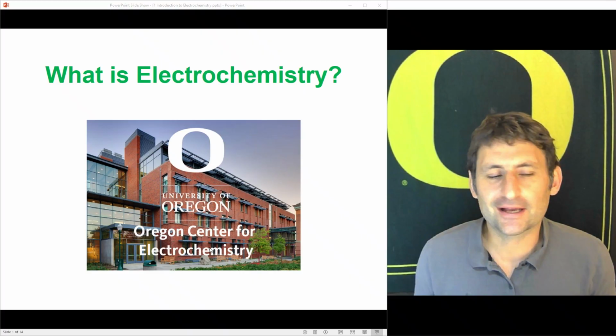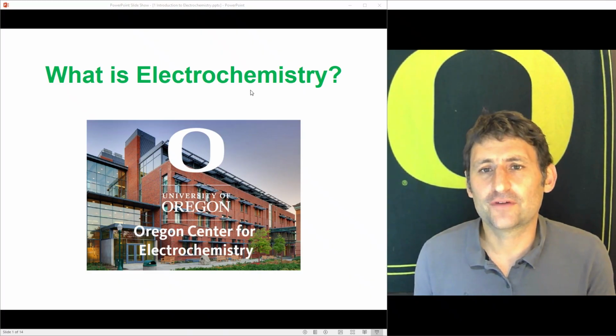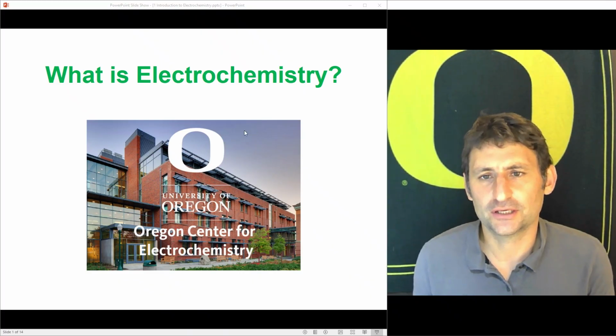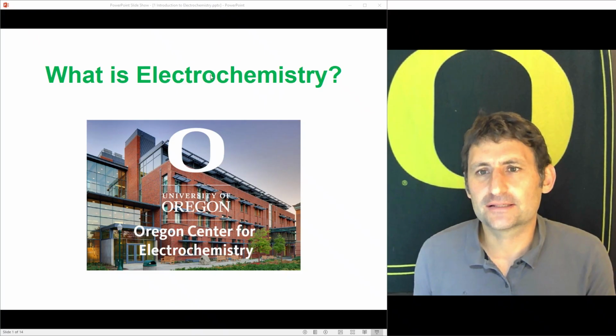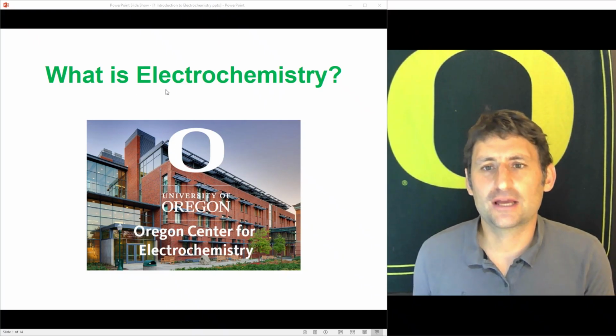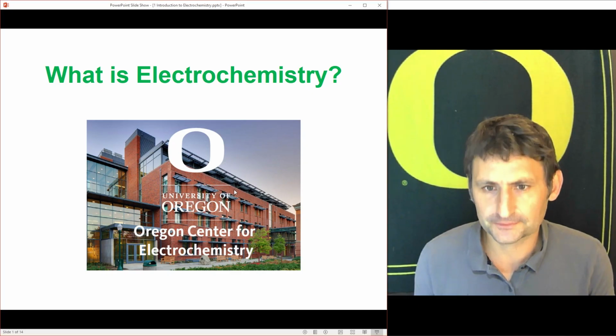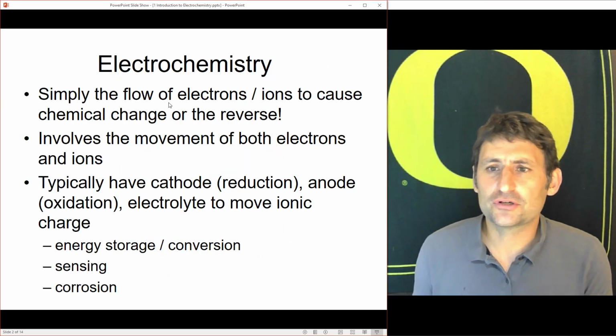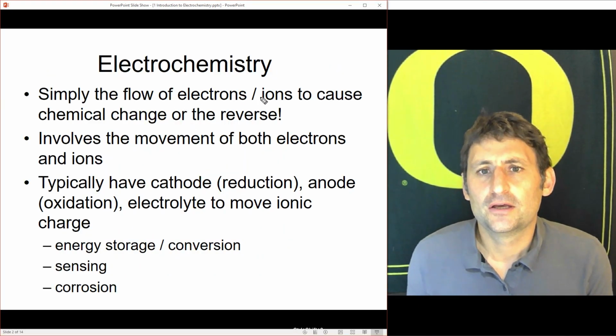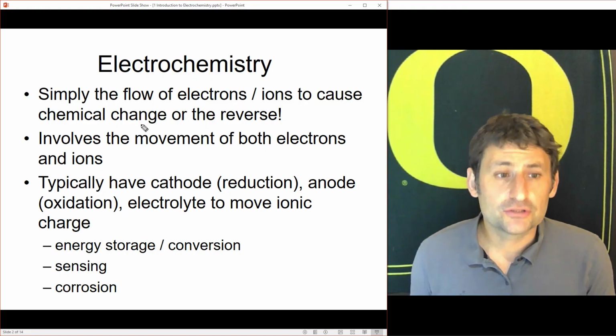This is the first lecture in a series focused on the fundamental aspects of electrochemistry. In this lecture, I'll discuss some of the general features of electrochemistry, its history, and some of the exciting applications in this area. Electrochemistry is simply the flow of electrons and ions to cause chemical change, or the reverse.